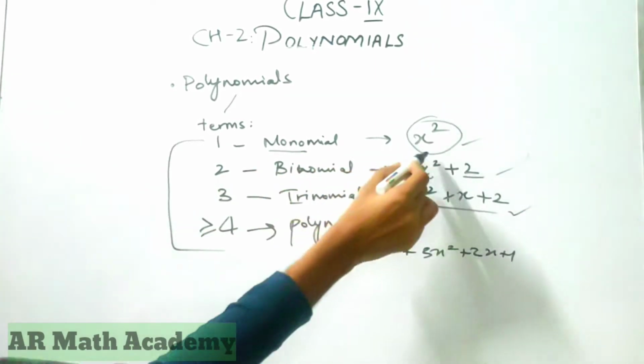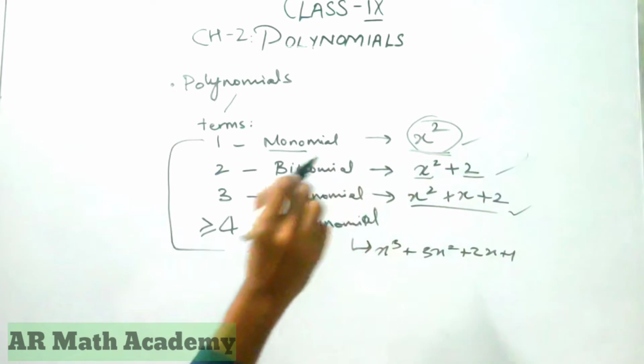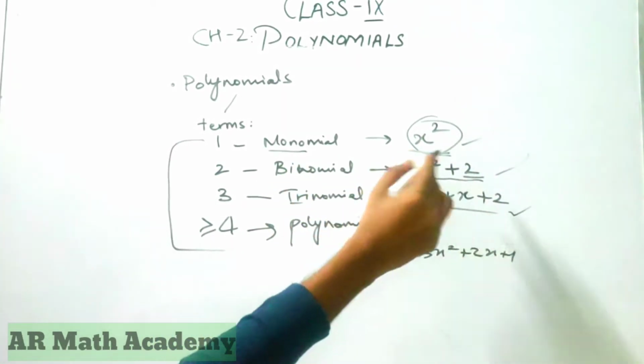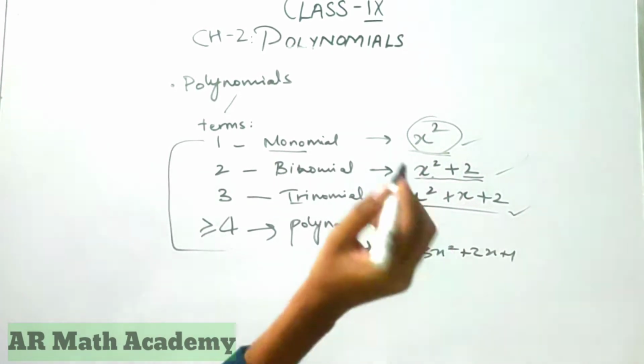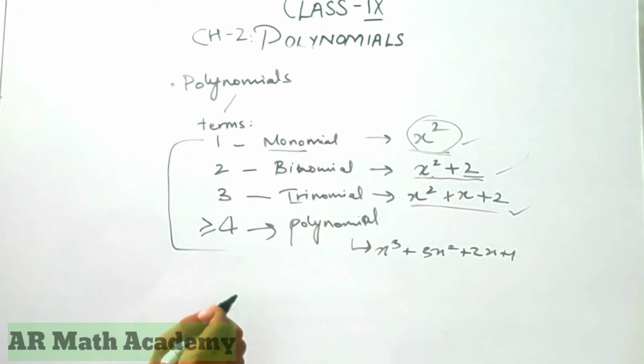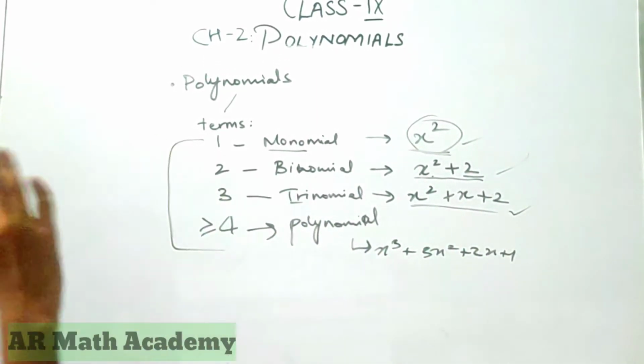Because if we want to name this, then we can call it a monomial. If we want to give a special name for this, we can call it a binomial because of the two terms present in this equation. If we want to name this, then we can call this a trinomial because of three terms present in this equation. But for 4 or more, we don't have a specific name for it, so we are naming it a polynomial.